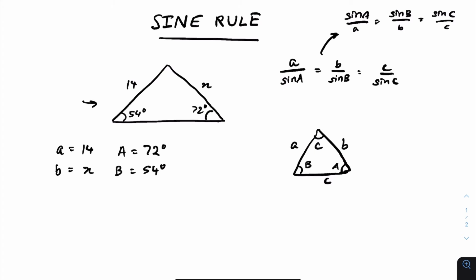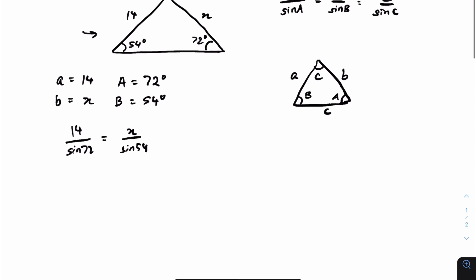Plugging it into our equation, we get 14 over sine 72 is equal to x over sine 54. And we just rearrange after that, and we get that x is equal to 14 sine 54 over sine 72. Putting that into the calculator, sine 54 divided by sine 72, gives us 11.9 as our answer. And we can do this the opposite way.